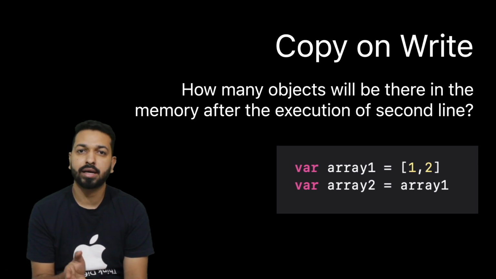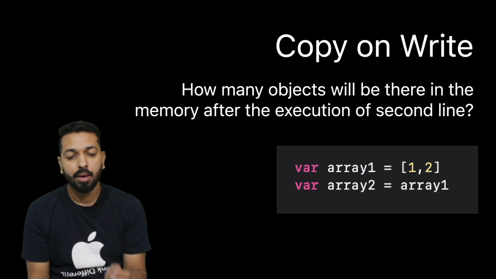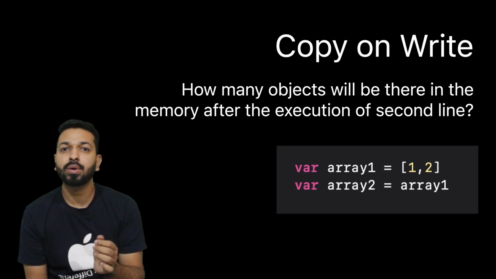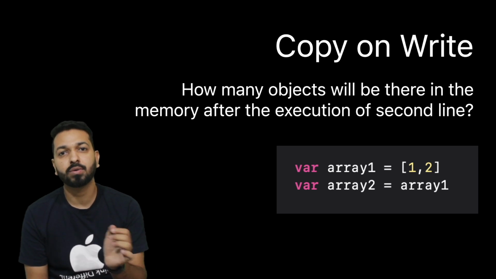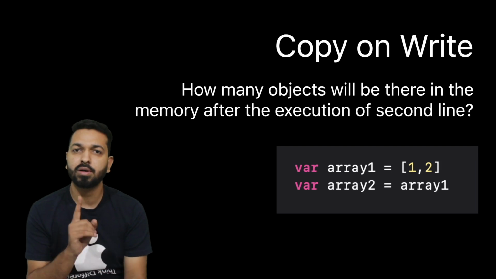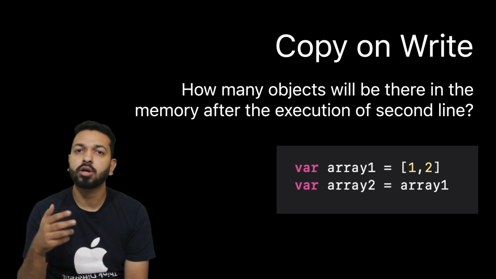So when a value type is assigned to another object, then the object gets copied instead of pointing to the same memory location. But here in this case, because array2 has not been mutated till this point, they will be referring to the same object, or I should say that there will be only one object in the memory. As soon as we make some operation on array2, the second copy will be created.